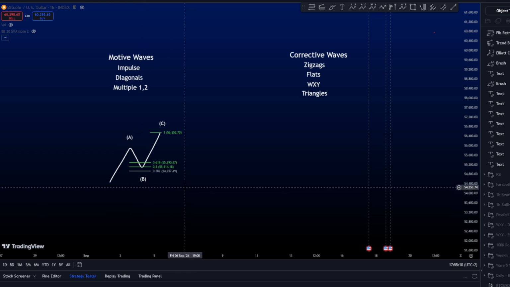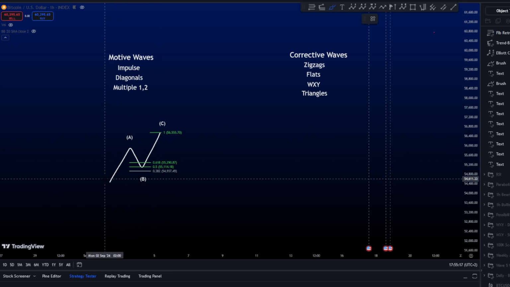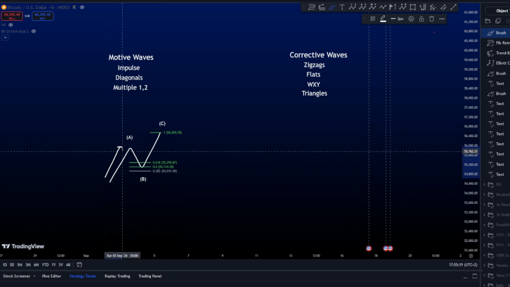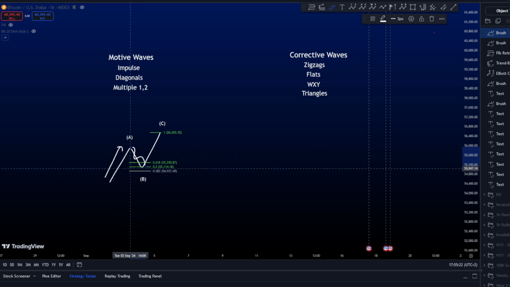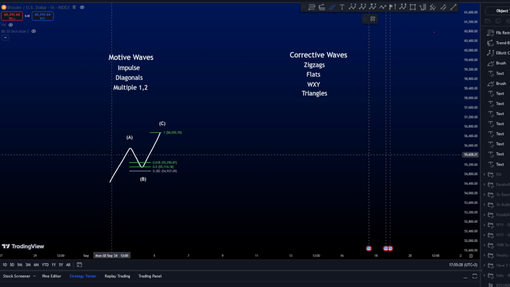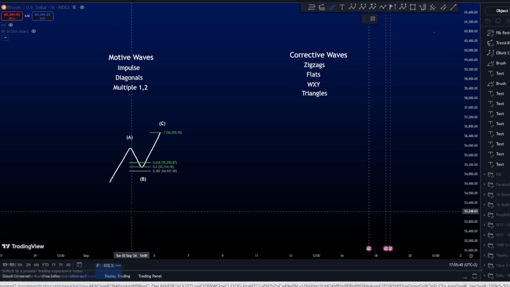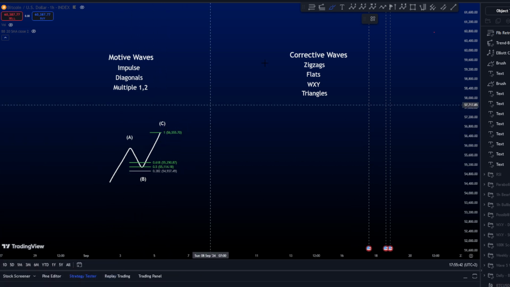a zigzag. Now in your zigzag you want to see three waves impulsive, three waves corrective, and then five waves again impulsive. That means it is a pattern always made of 5, 3 and 5. If you want to trade a zigzag, the least risky way is to trade your wave C in a zigzag.